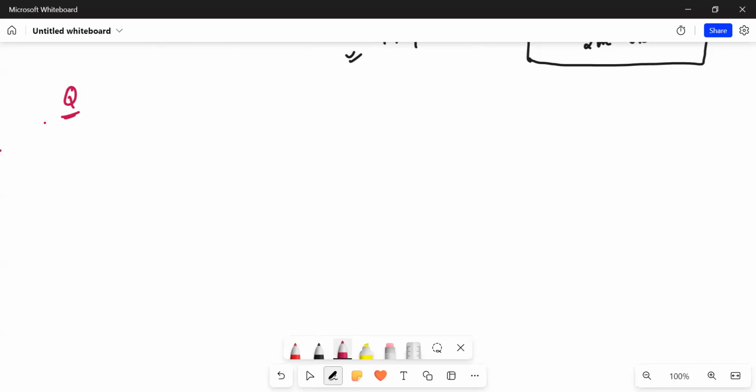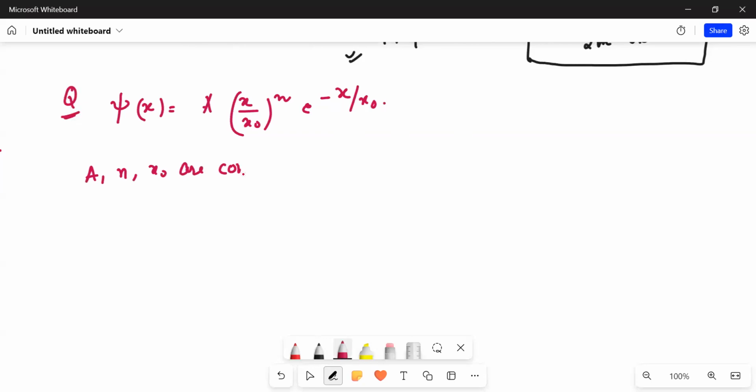Okay, so let us say you have this one-dimensional wave function, that is psi(x) is given by A times (x/x0)^n e^(-x/x0), where A, n, and x0 are some constants.